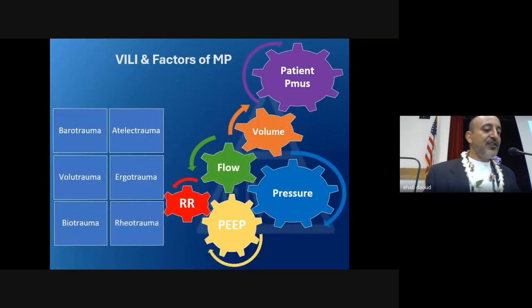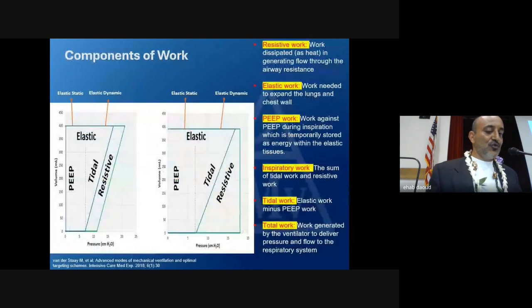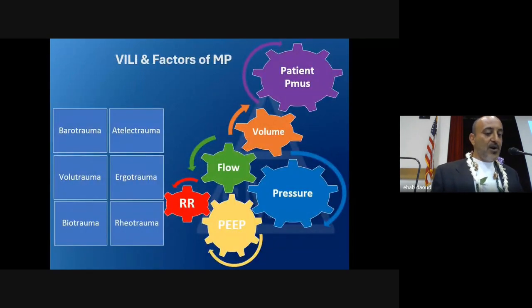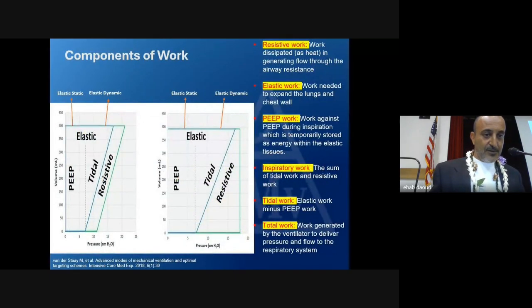Okay, the factors we talked about: the patient muscle effort, tidal volume, flow, pressure, PEEP, all these things. And now we have some fancy names for kinds of lung injury and traumas. We all know barotrauma and volutrauma, the old ones. Now we have atelectrauma, ergotrauma, rheotrauma, biotrauma. We're trying to be cool, but at the end of the day, we can't diagnose any of them.